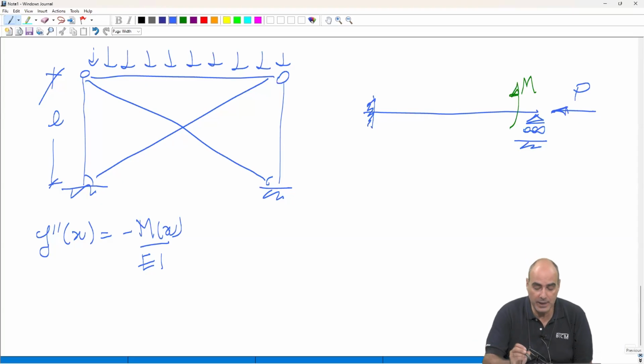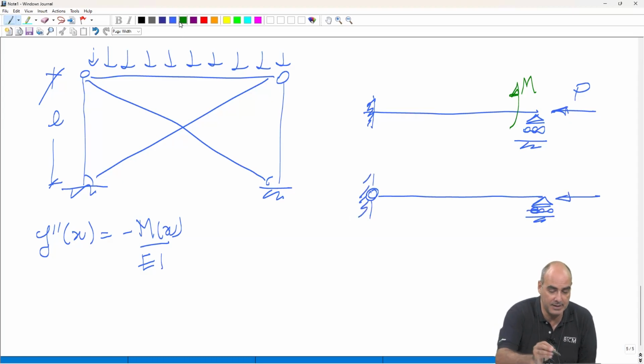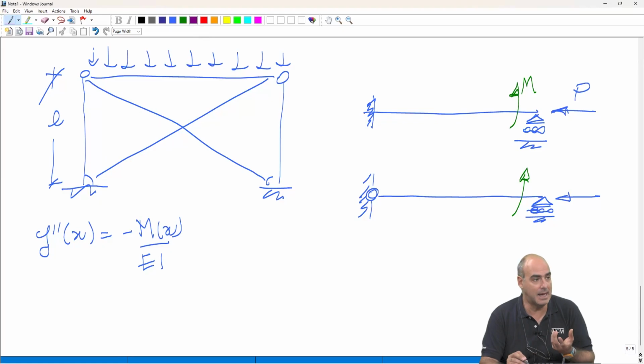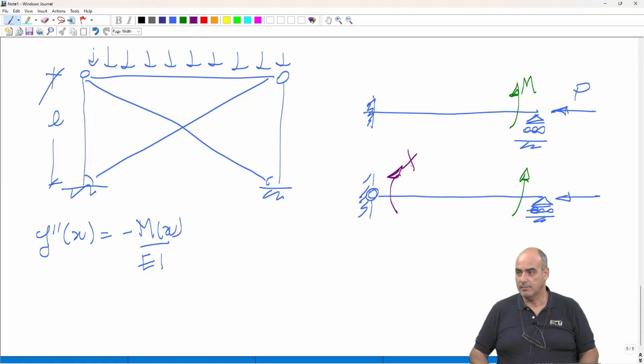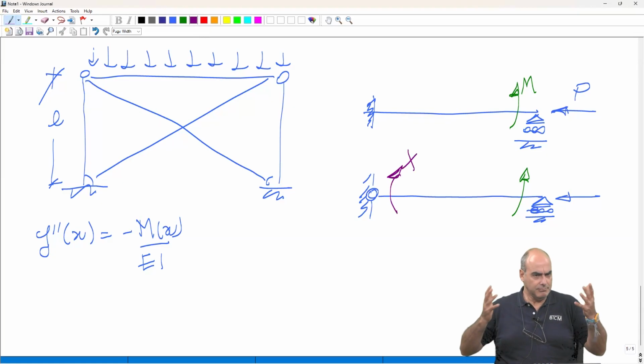So how do we do? Yes, we do release the flexural restraint here, and we know that this flexural restraint provided some moment. We don't know how much that moment is, so we simply put x, unknown.